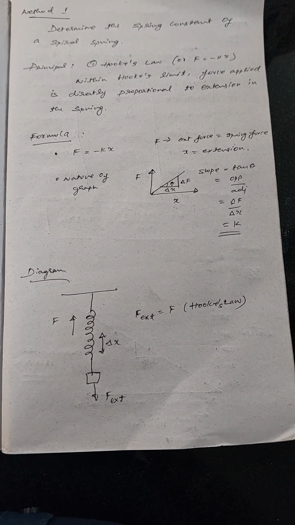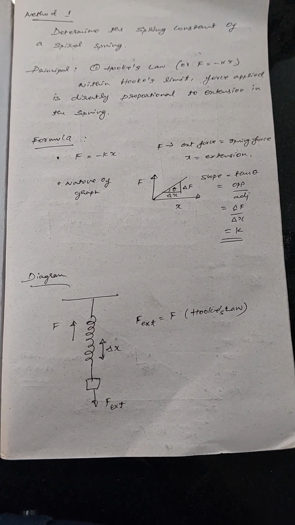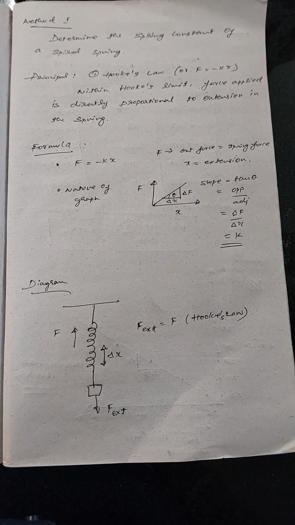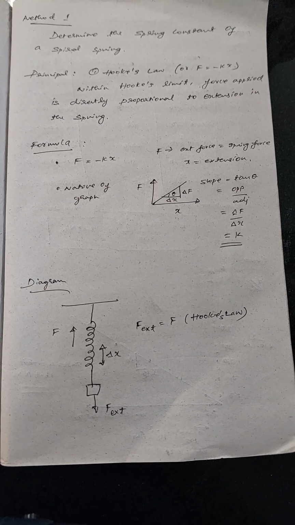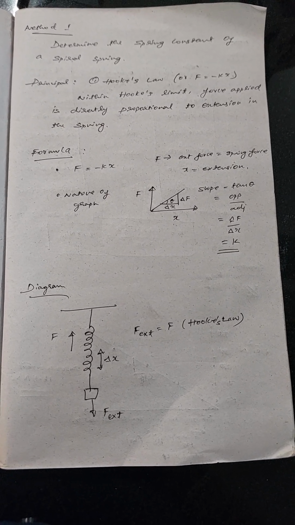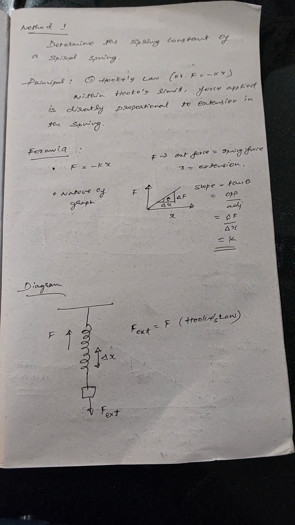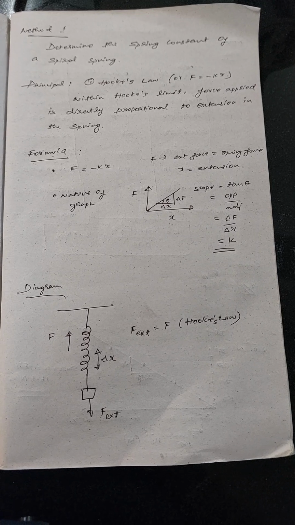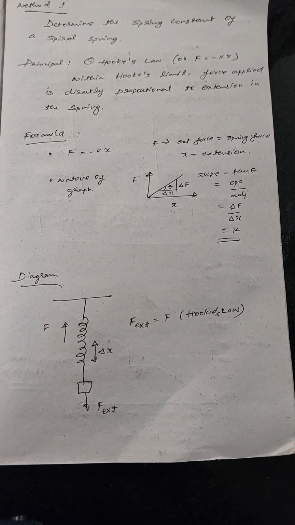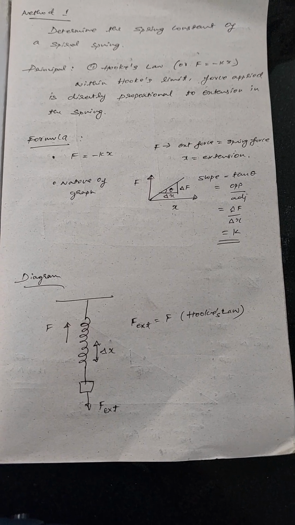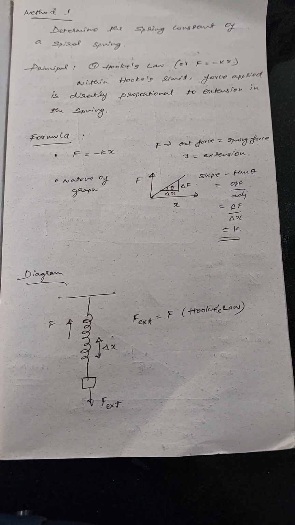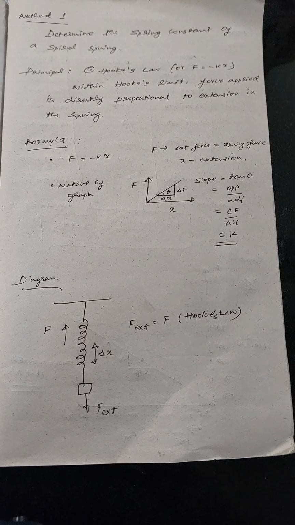So this is the second experiment where we have to find the spring constant of a spiral spring by using method 1. The principle of method 1 is Hooke's law, which says that within the Hooke's limit, the external force applied is directly proportional to the extension in the spring. So we know the formula, F is equal to minus kx, where k is the spring constant and x is the extension or the length under tension.